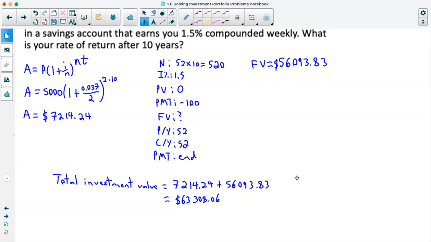Now that's our total that we ended up with, but to figure out our rate of return, we also need to know how much we invested. So our total invested would equal this initial $5,000 that we put in, plus we paid up $100 520 times. So our total invested is $57,000.